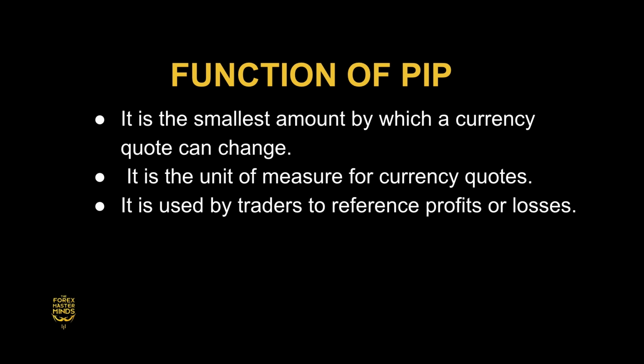So traders use PIP as a reference of profit. PIP is the unit of measurement for currency quotes. That's how we measure. That's basically what the PIP is. The function of a PIP is the smallest amount by which a currency quote can change. Before the currency moves from one point to another, the PIP is the smallest increment, the difference between point A and point B.